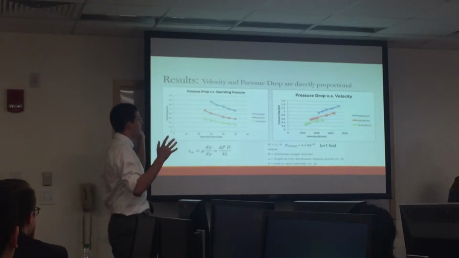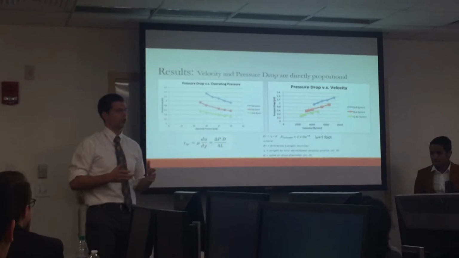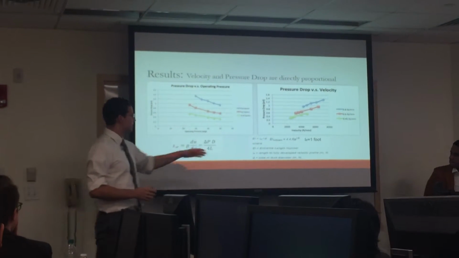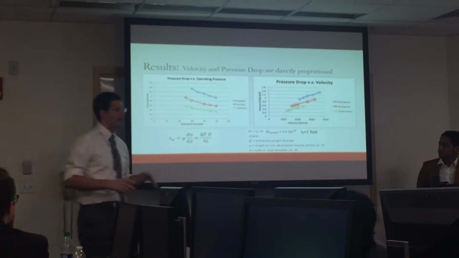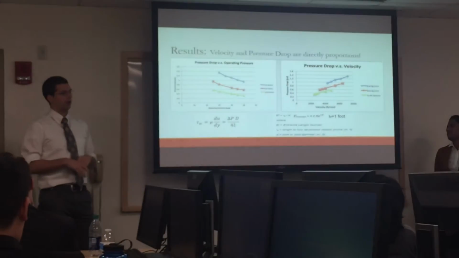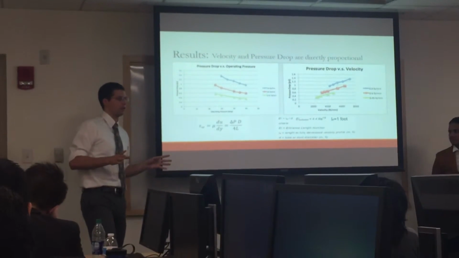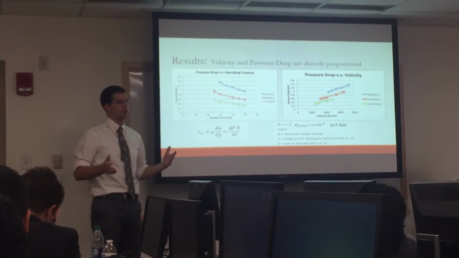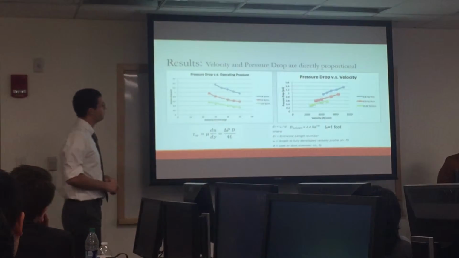But in order to make sure that all of our values were good, we had to ensure that we had fully developed flow. Using this equation right here, we determined that we needed about 1 foot in order to make sure that we got to a fully developed flow. And there were many 1 foot sections before we got to any of our readings to ensure that we actually had fully developed flow.